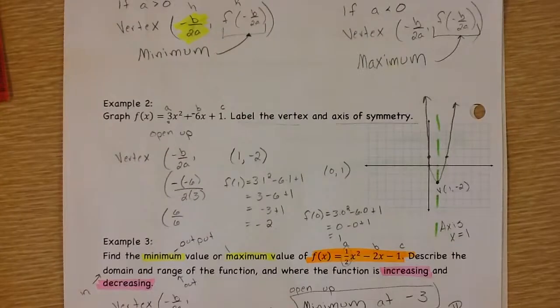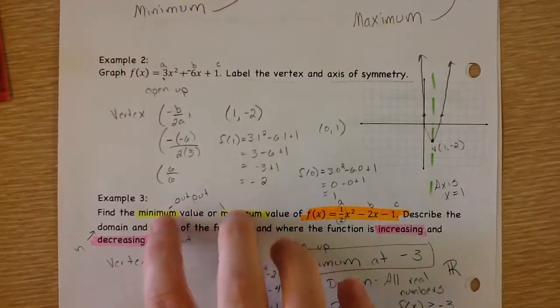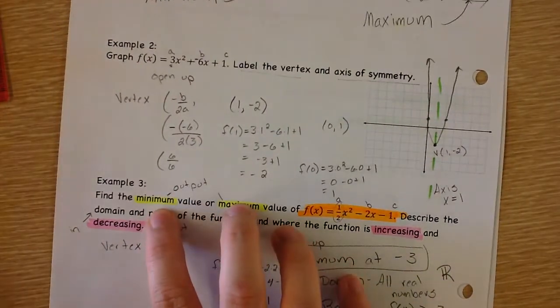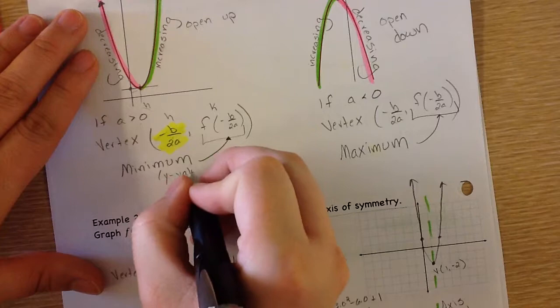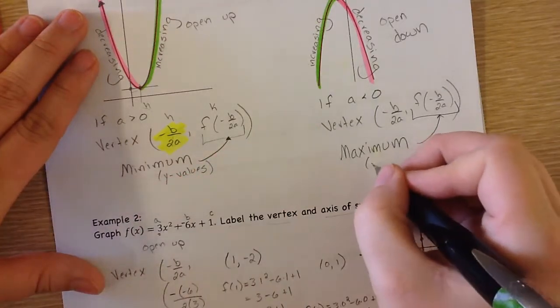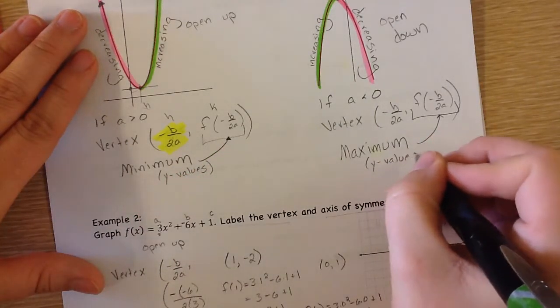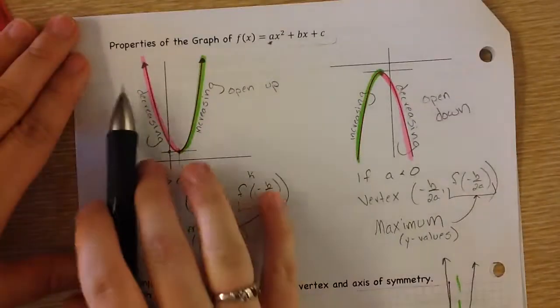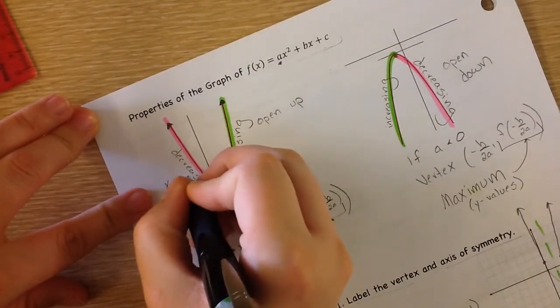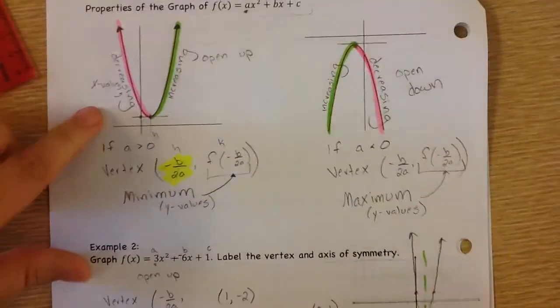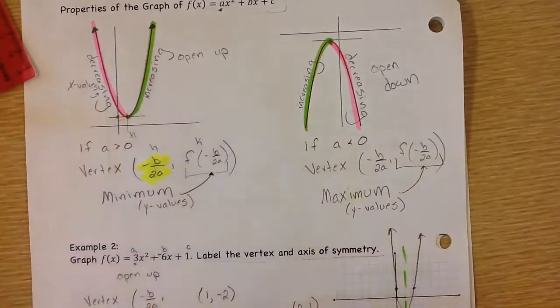One thing to remember for our minimum and maximum values, we're looking for our outputs. Minimum and maximum are our outputs. We describe it in terms of our y values. Whereas increasing and decreasing, we describe using our x values.